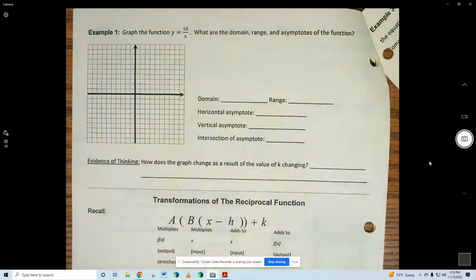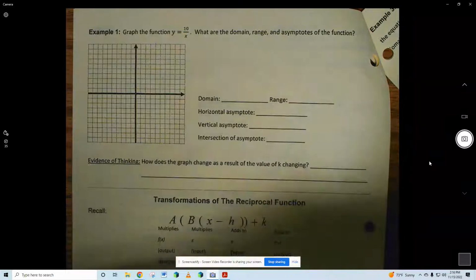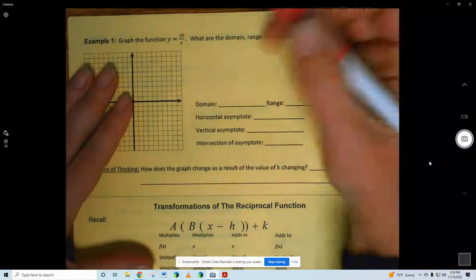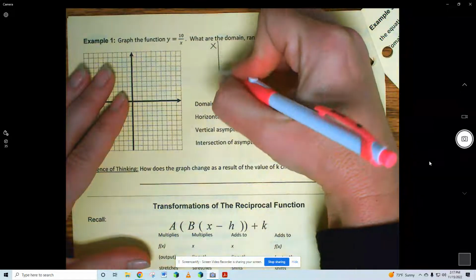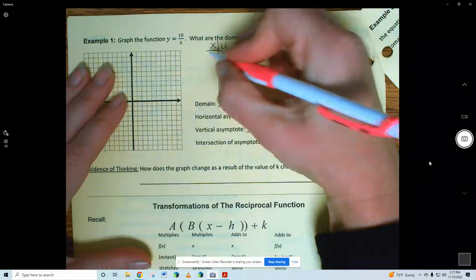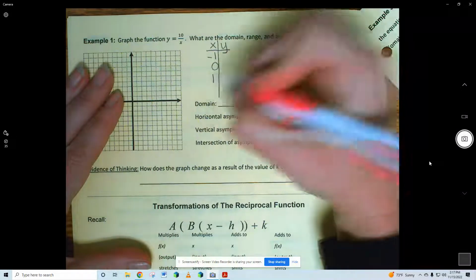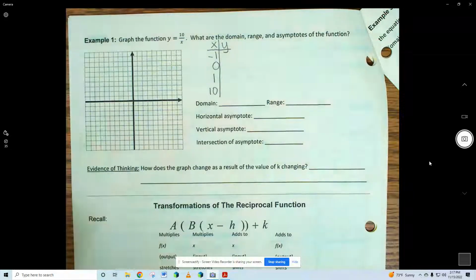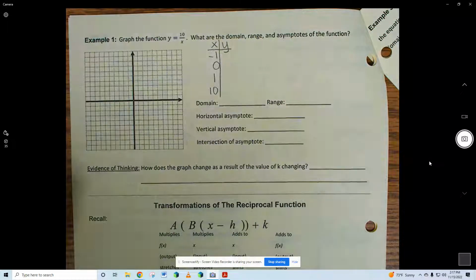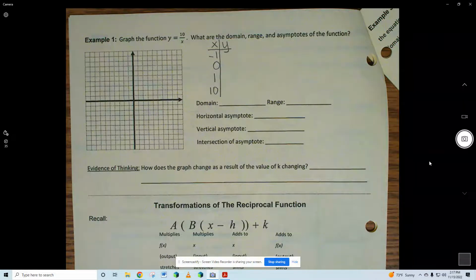Okay. So I need to make the table of values. I'm going to pick super easy numbers, like negative 1, 0, 1, and 10. So my x values are things that are really easily divided. Notice that I didn't pick 2 or 5, because I don't even want to get into larger numbers.